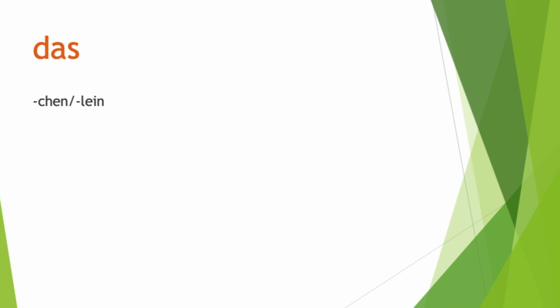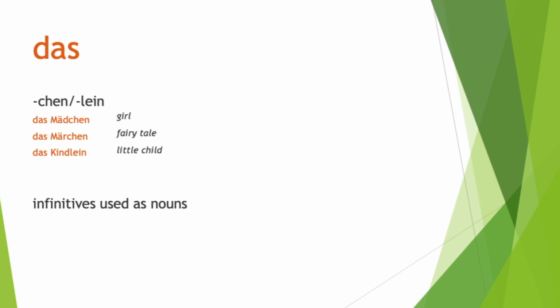I didn't tell you before that the diminutive can also have the ending lein. So we already have the example das Mädchen, the girl, das Märchen, fairy tale, and das Kindlein, a little child, a cute small little child. We don't say this word as often, and generally we use chen much more than lein. So you could also say das Kindchen. Infinitives used as nouns are neuter as well.